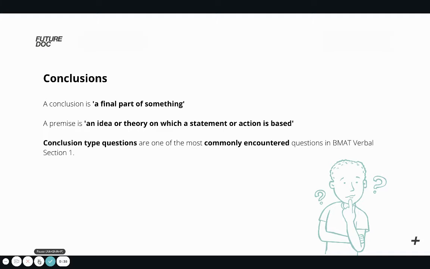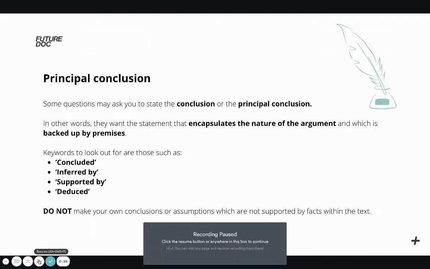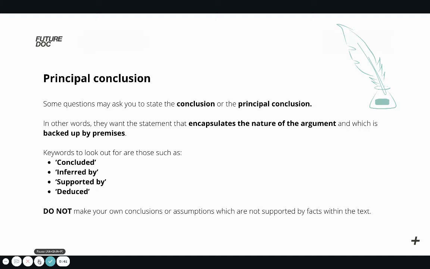One of the most commonly encountered in the BMAT are conclusion type questions. Some questions may ask you to state the conclusion or the principal conclusion. This is the statement that encapsulates the nature of the argument, which is backed up by premises.